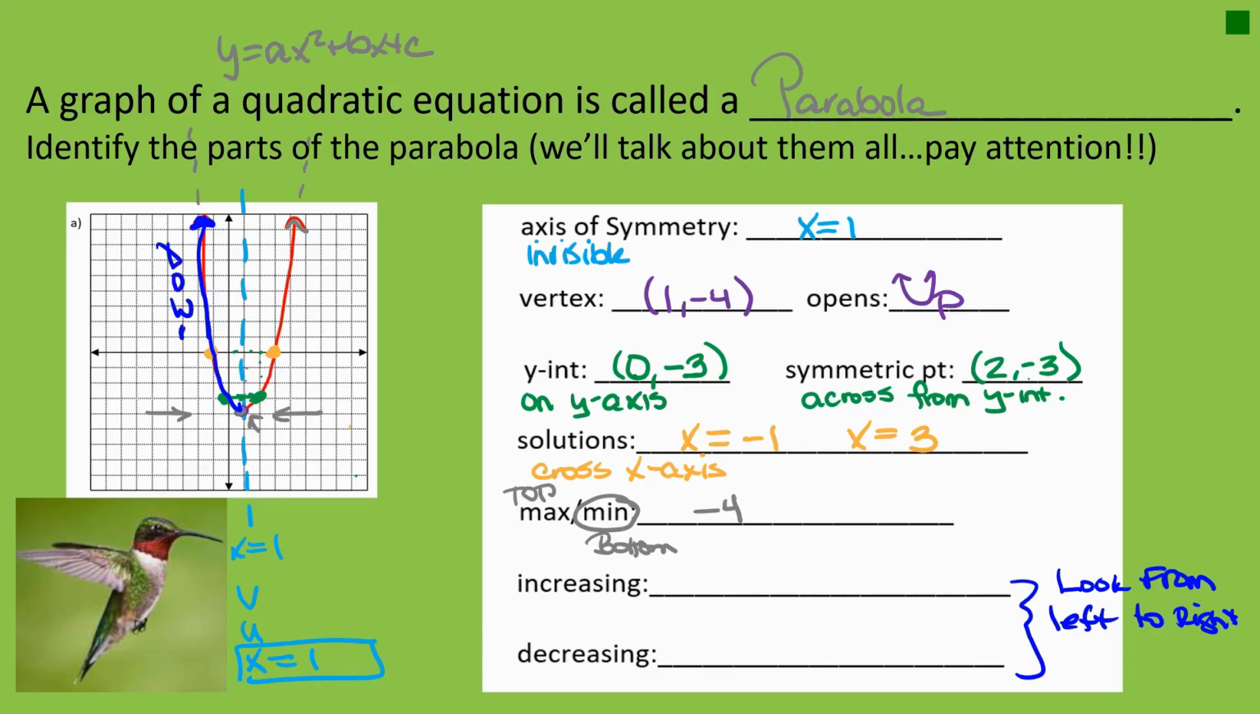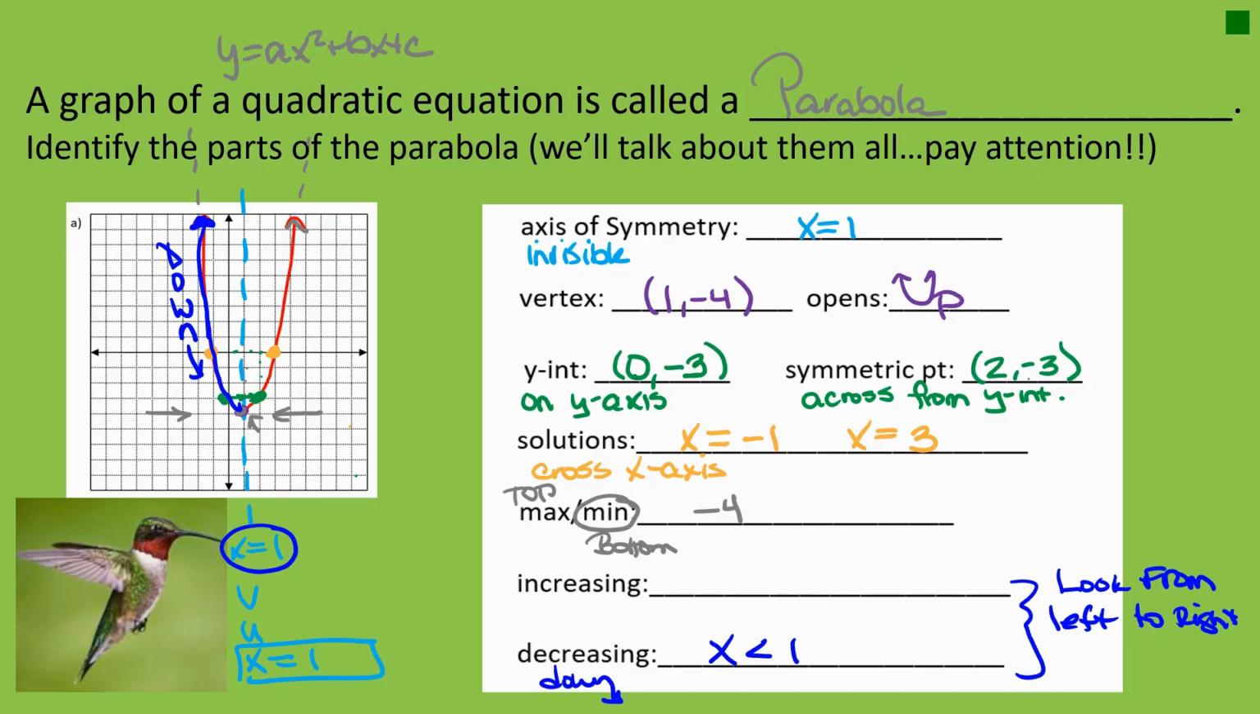It went down, so it is decreasing. That means it's going down, okay? Where is it decreasing? It's decreasing everywhere from the vertex left. So remember, the vertex has a value of x equals 1.